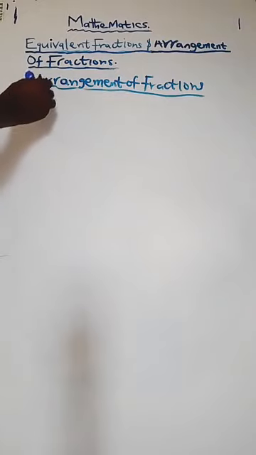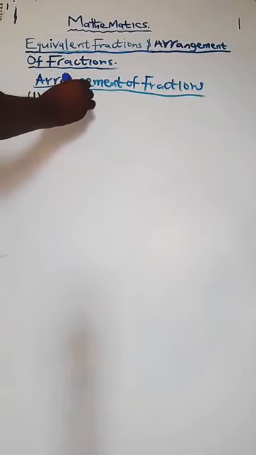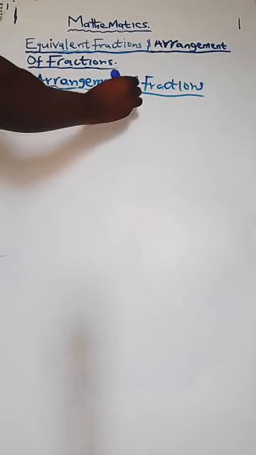Now, there are two ways of arranging fractions in mathematics. One, we have what we call ascending order. Ascending order means arranging fractions from the smallest fraction to the largest fraction. It can also be applied to all other numbers in mathematics. So you start with the smallest and you end up with the largest.